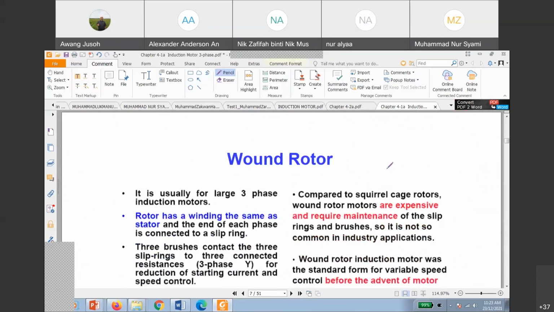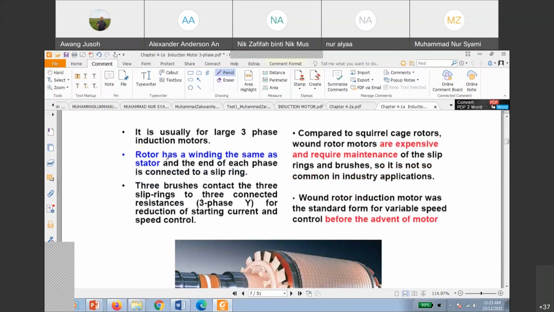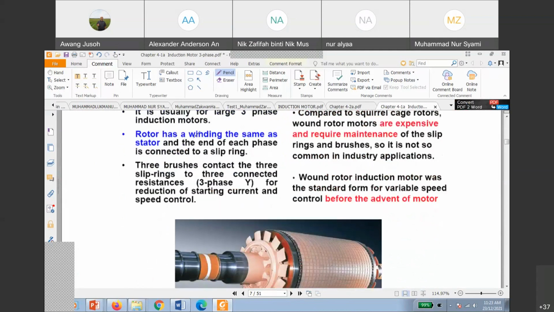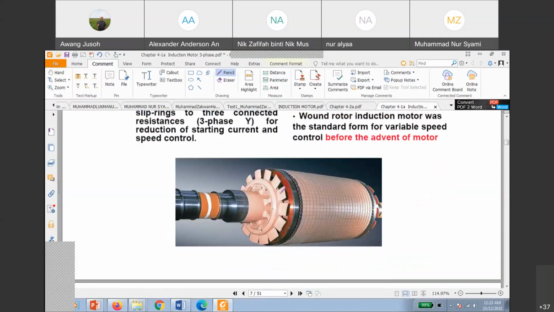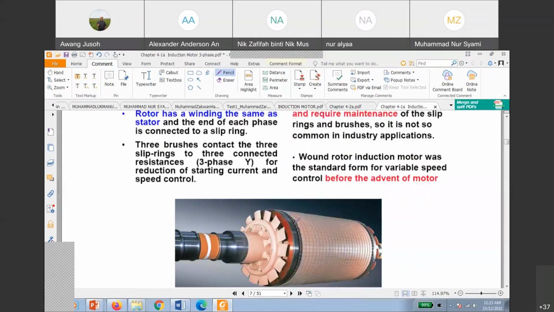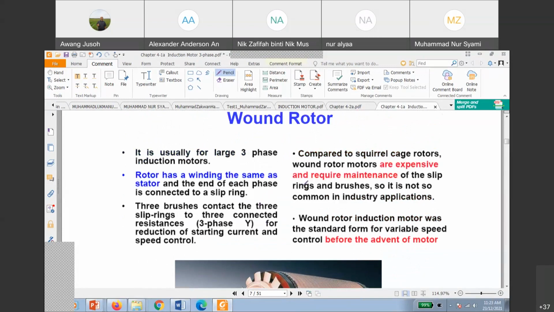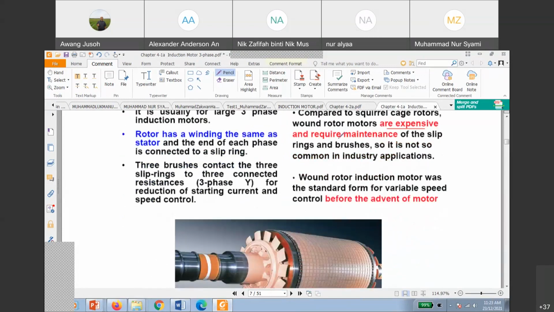This is a wound rotor. I mentioned just now, the wound rotor is an older kind of machine. You can see that the rotor has a winding the same as the stator. So basically the rotor also has a winding, and the stator also has a winding, just like the rotor. Normally this machine is very expensive and requires maintenance because it has slip rings.